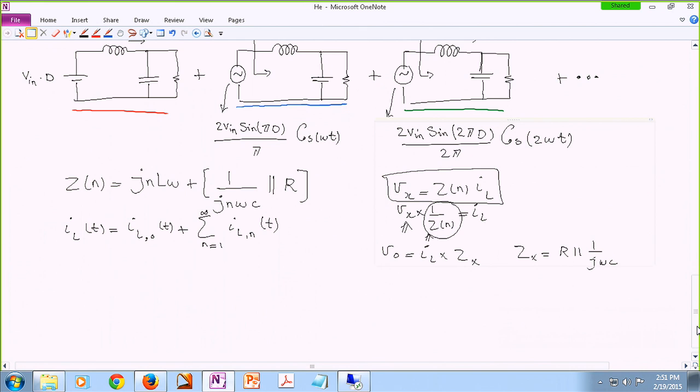All right, no questions. Now we want to move on to a very important topic, which is going to take a lot of our time, a large portion of this class, which is called power converter modeling.